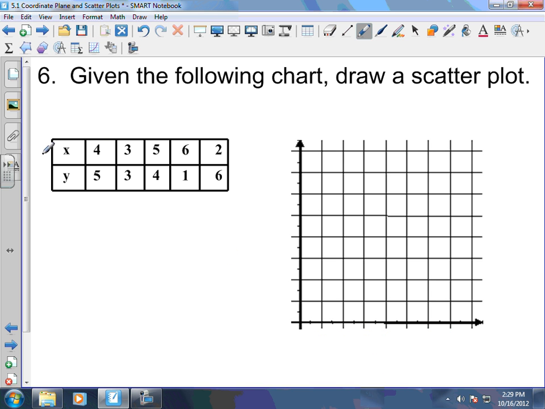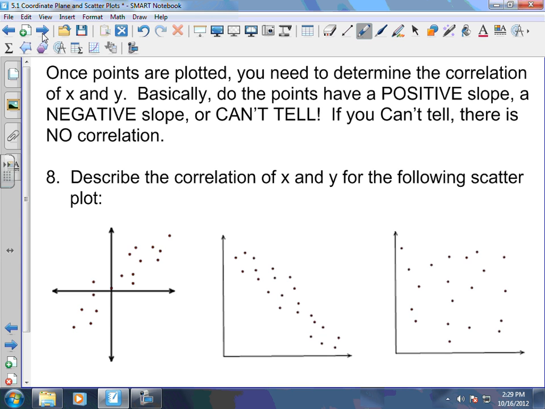This is the exact same way, except this is your x, this is your y. It tells you right here. So these numbers need to be put on the x-axis, and then these numbers need to be put on the y-axis. You should be able to do that, and this one.